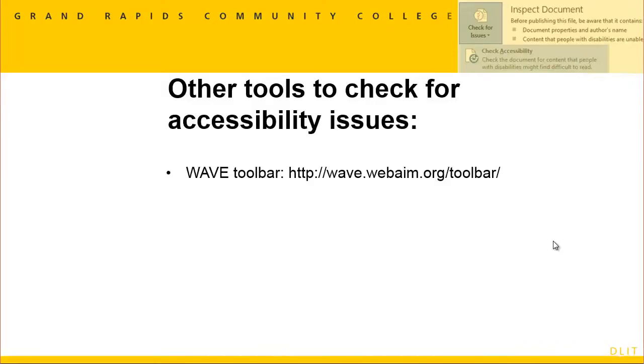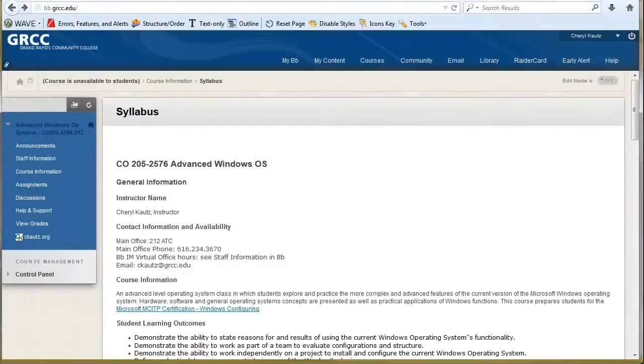The Wave toolbar is free to download and installs as a toolbar within the Firefox browser. It works on password-protected pages and within the learning management system. The toolbar can be downloaded from webaim.org. I switched to the Firefox browser and noticed the Wave toolbar at the top of the screen. I do use this toolbar in addition to Word's accessibility checker, and you may have noticed it in the other video tutorials.